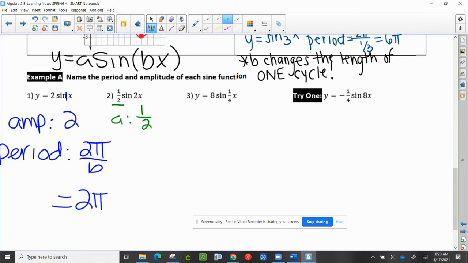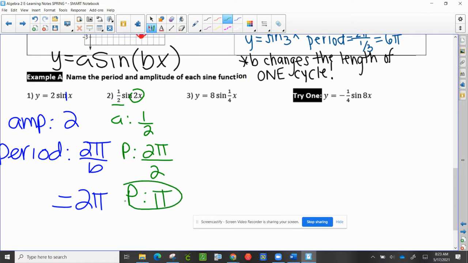Okay, our period, we'd have to take 2 pi and divide it by the b value. Now our b value here is 2. So 2 pi divided by 2 makes our period just 1 pi. So amplitude and period. Okay, let me do one more for you, and then you guys will try one.